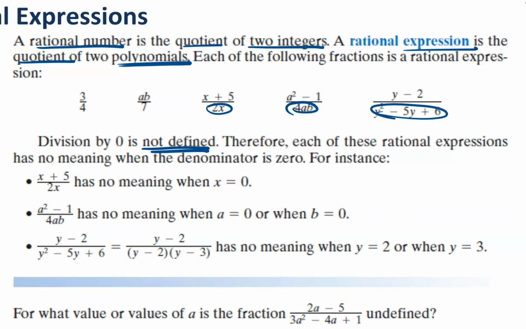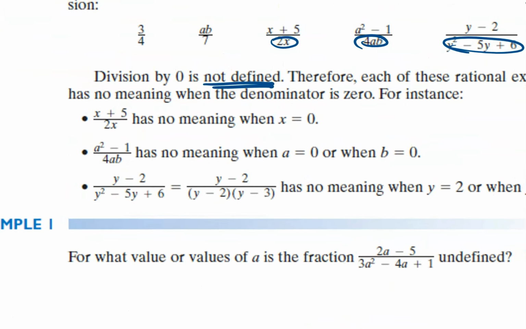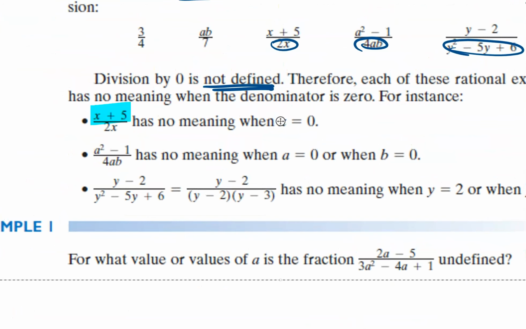But in the next few examples, we have a problem. 2 times x, 4 times a times b, y squared minus 5y plus 6. Any of those could potentially equal 0 if the variable itself took on the proper value to make that denominator equal to 0. So here's what we mean by that. In that middle example, x plus 5 on the top divided by 2 times x would be undefined or has no meaning if x itself was ever equal to 0.